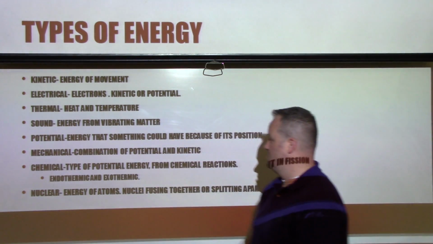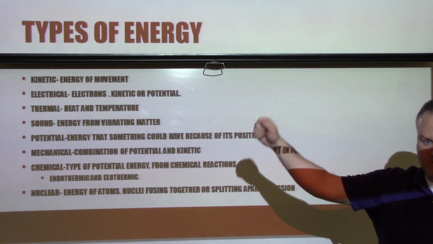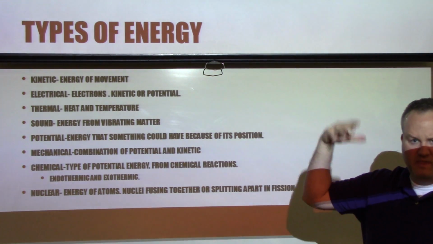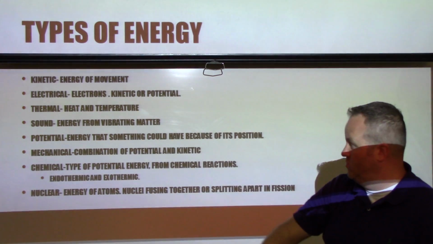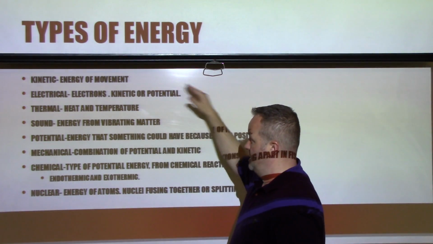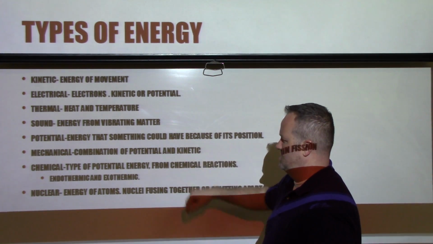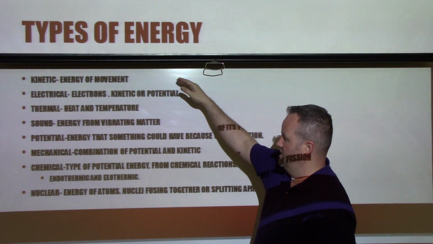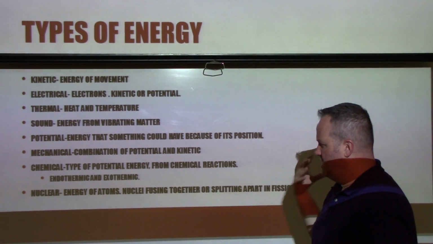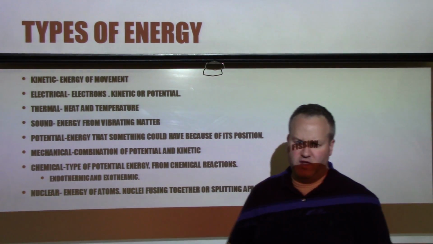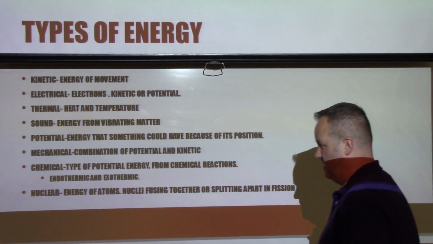Potential energy is the energy of position. If I were to hold an object high up in the sky and release it, when I'm holding it, it has potential energy. When I let it go and it begins to move, that potential energy becomes kinetic. Then we have mechanical energy, which is the combination of potential and kinetic. Chemical energy is a type of potential energy, and we can use chemicals in a chemical reaction to form another kind of energy from that, and we'll talk a lot more about that later on.